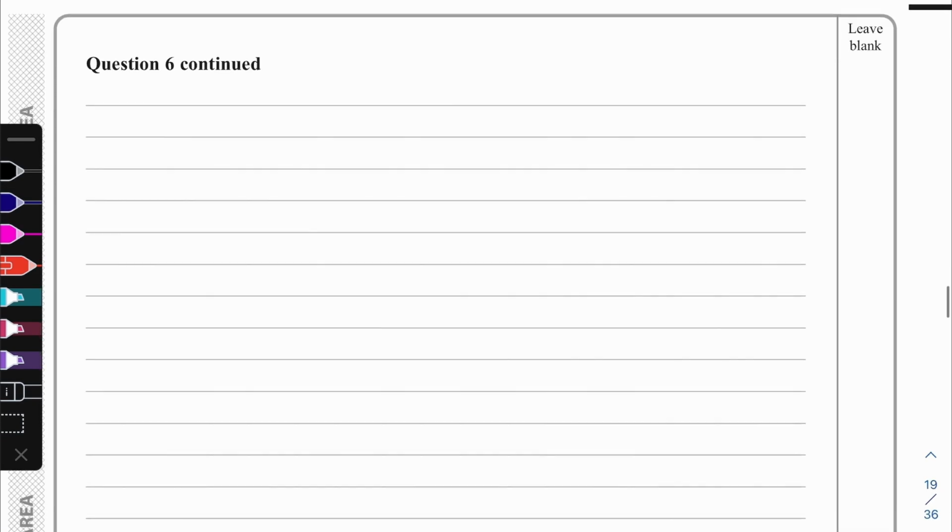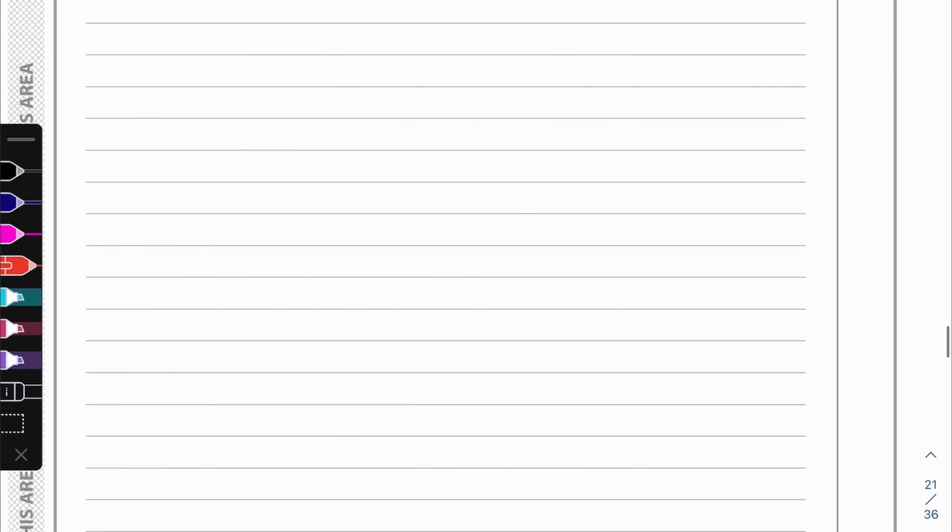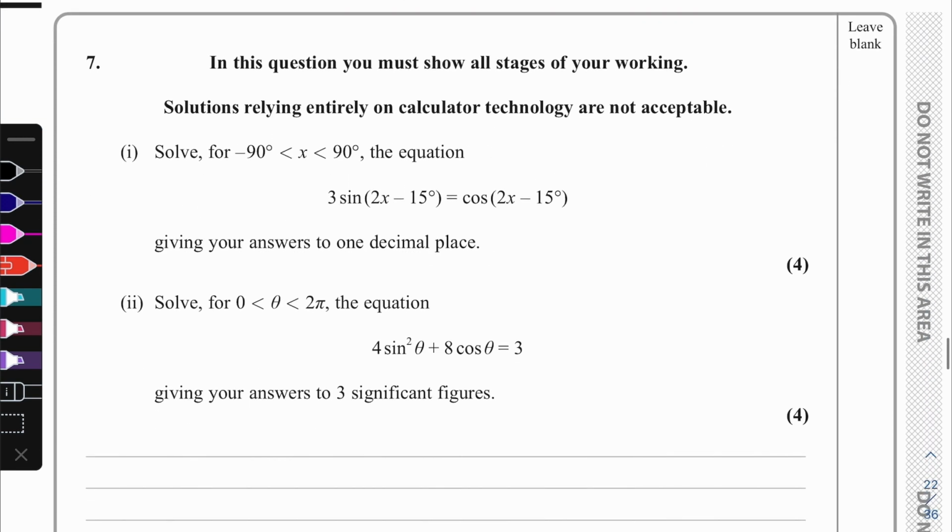All right, let's go to question number 7. This says, in this question, you must show all your working out. The range is minus 90 is less than x, which is less than 90 degrees. So let's start the question.